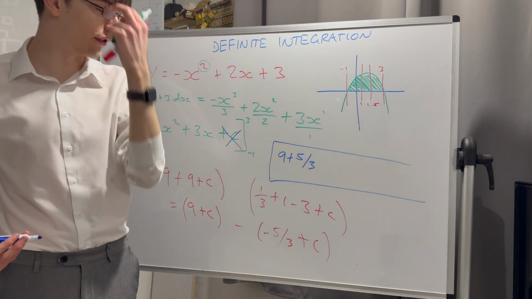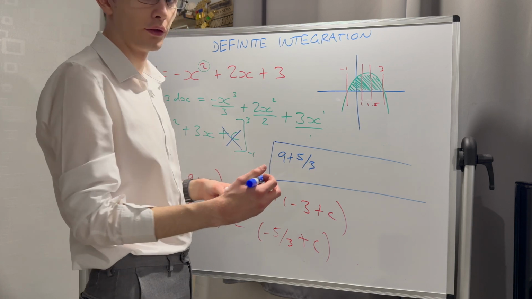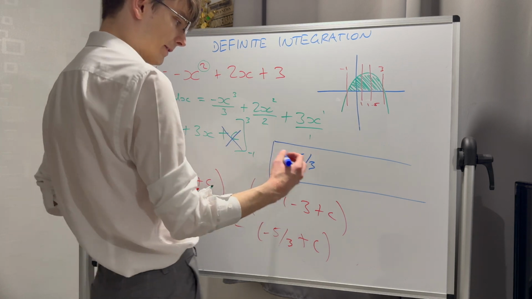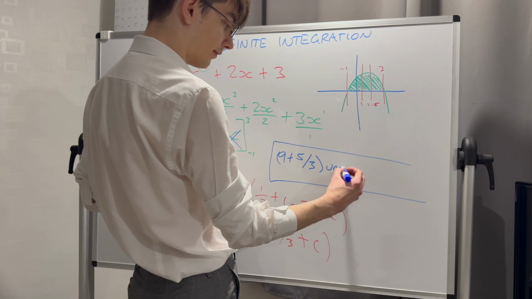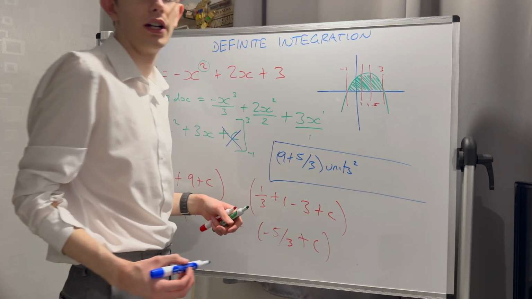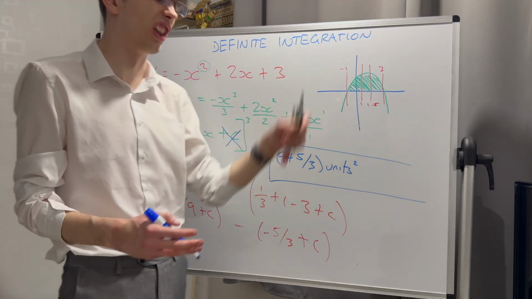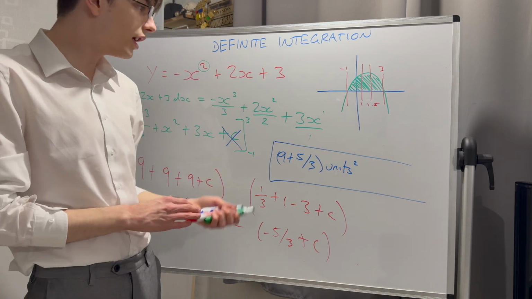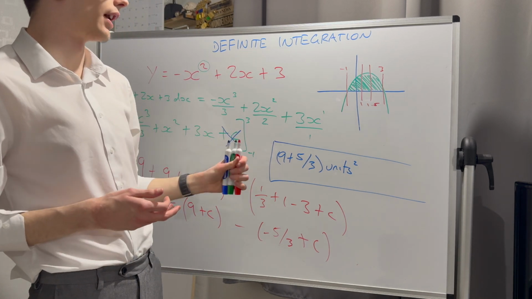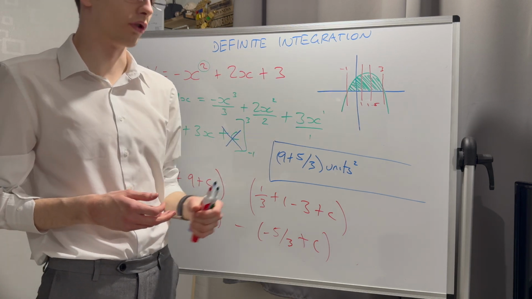So my final answer for this area is 9 plus 5 root 3, which can't be simplified, units squared. It's an area, so it'll be units squared, unless otherwise stated. So yeah, this is how you find the area under a graph.